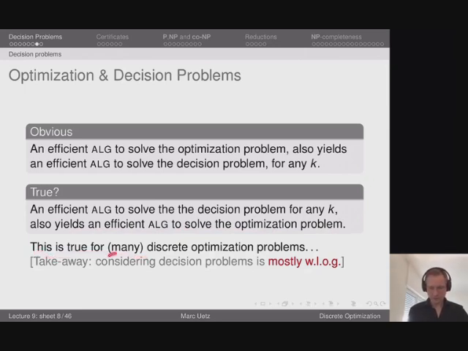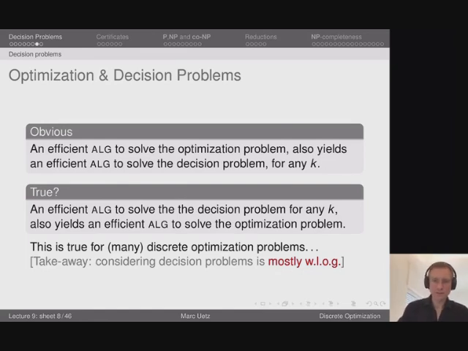For all of the optimization problems that we have been talking about, there are only very few exceptions, which I'm not going to go into details on in this lecture. So the takeaway message will be that considering decision problems with respect to the existence of efficient algorithms to solve them is no loss of generality.